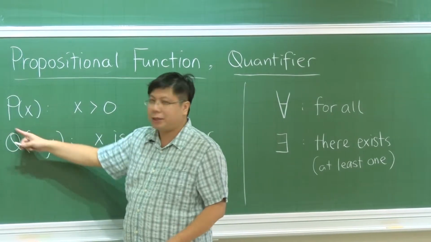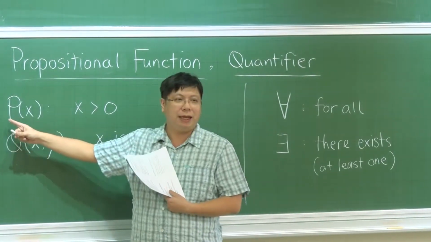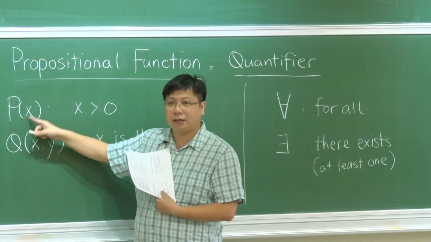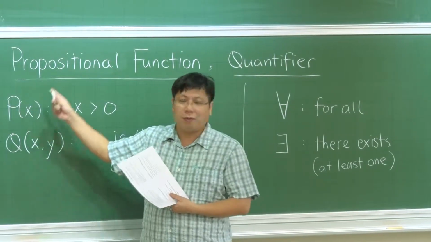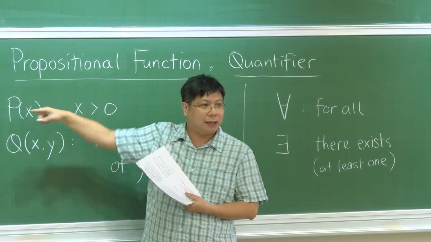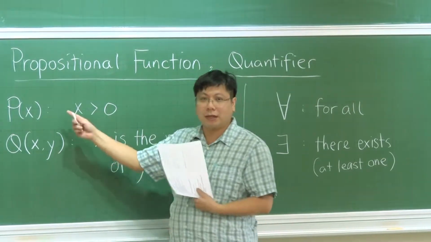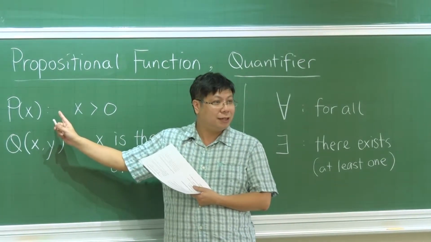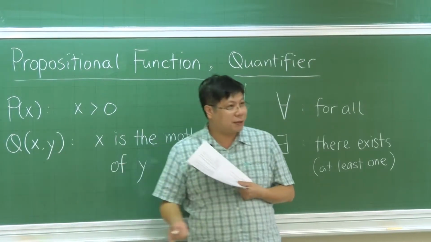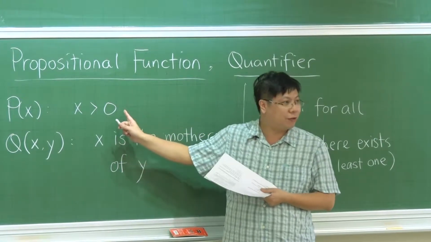We can denote this by a symbol. Let's call it p, but it is based on x. So it looks like a function. Whenever we fit x inside, it will give us some output. So this is the concept of a function. It is a function to generate propositions, so we call it a propositional function.